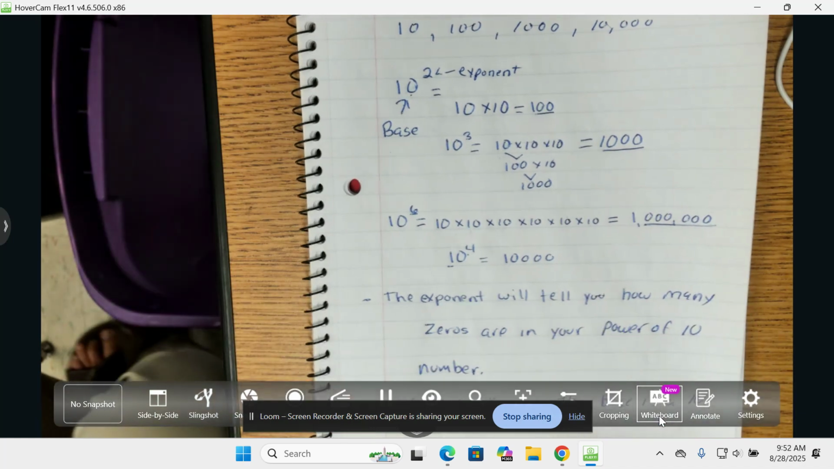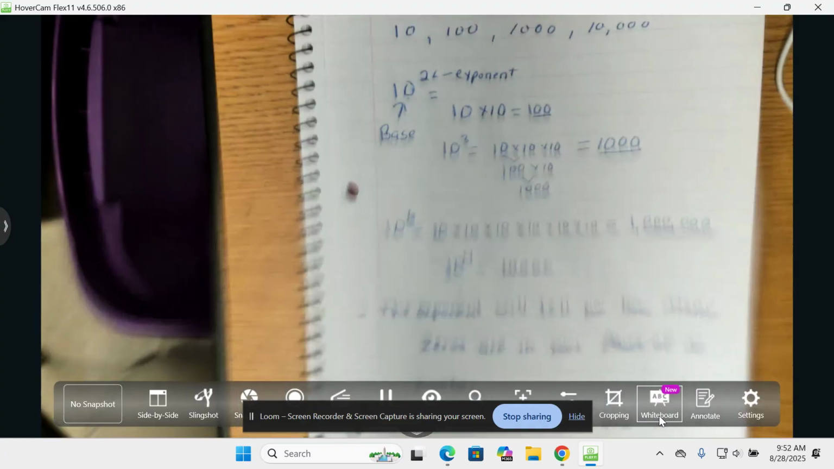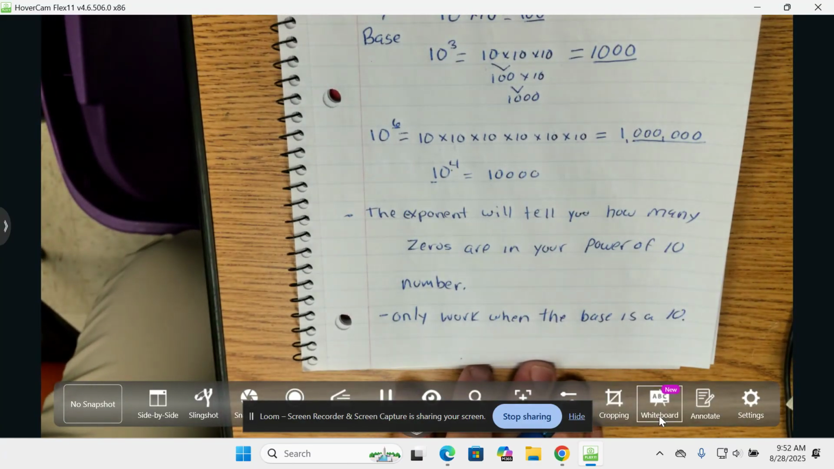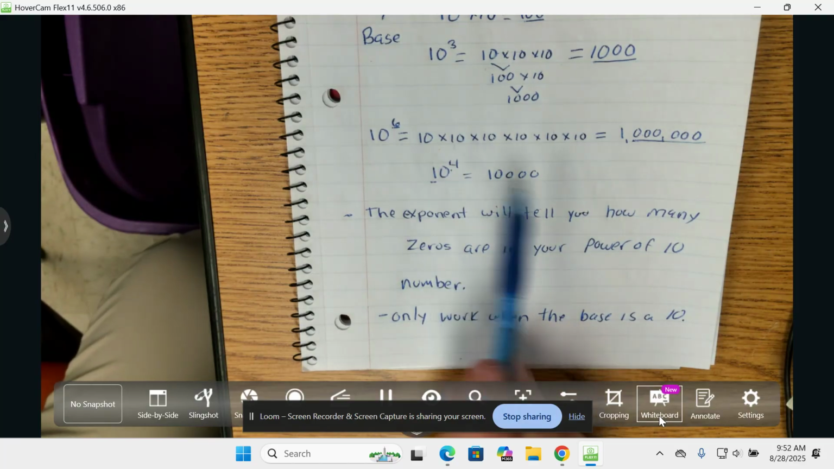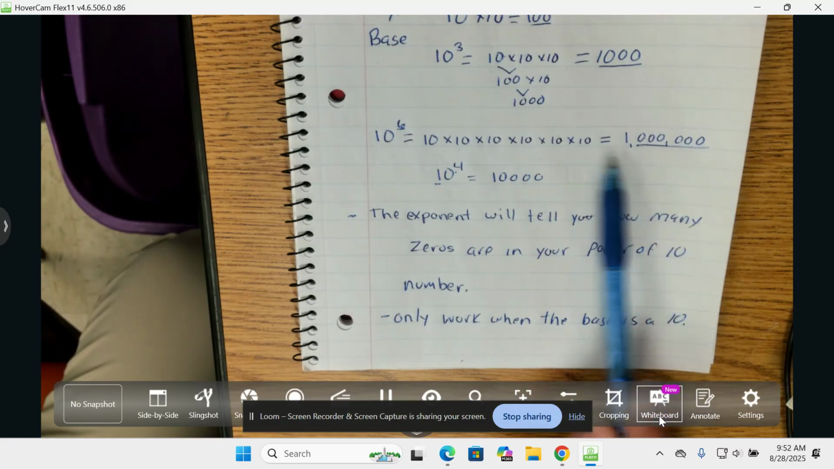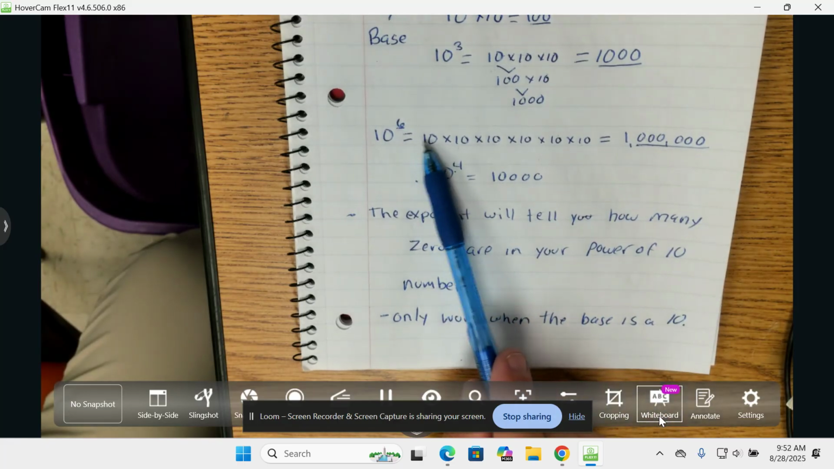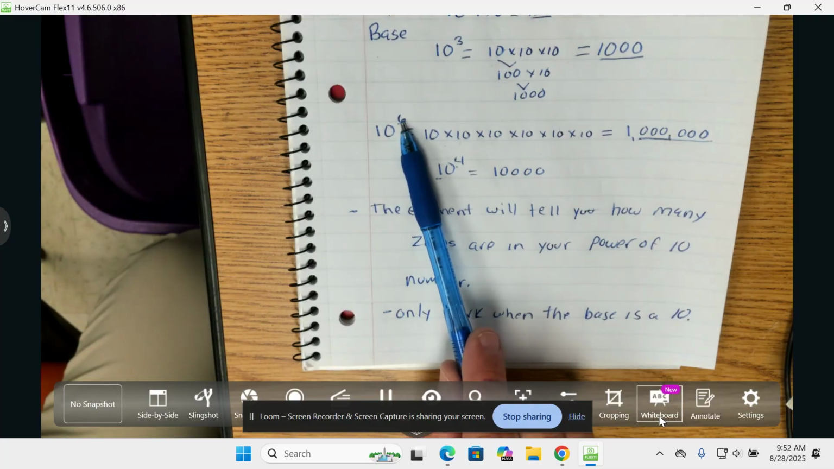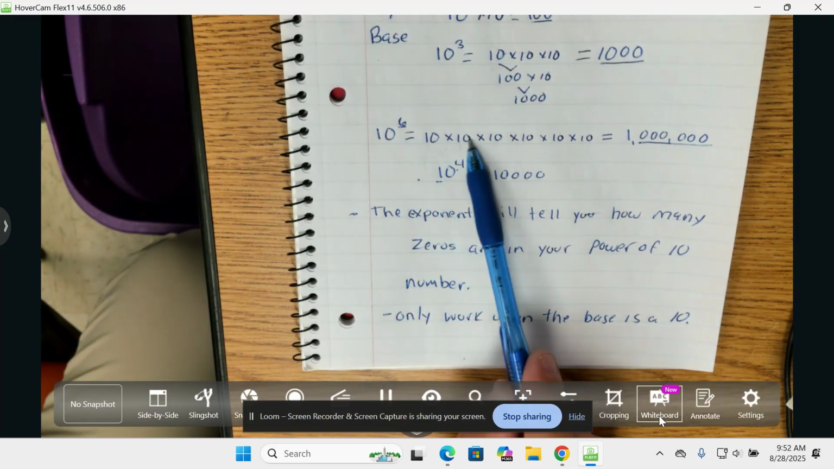And again, if I'm going too fast, pause me, guys. Pause me, see what you have to write, and then start back up. But again, let's see the rule here. Let's see the pattern. Remember, this is called the base. This is called the exponent. The exponent tells me how many times to multiply the base.